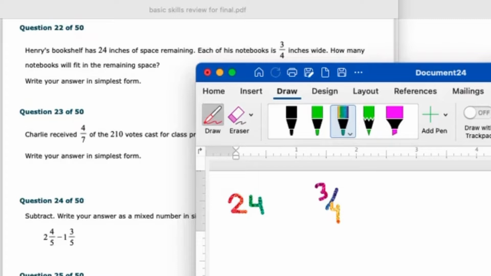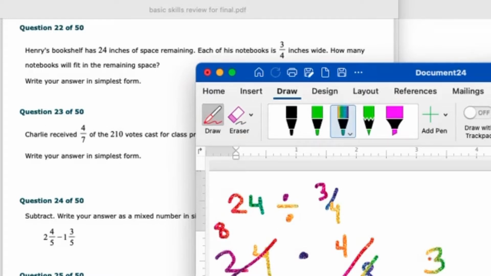He has 24 inches. Each of his notebooks is going to be 3/4 inches wide. So what will we do? Multiply. Wouldn't we divide? We would divide, but in order to divide a fraction, you multiply by the flip, the reciprocal. So 24 divided by 3 is 8, so we can cancel those out with an 8. And then 8 times 4 is 32. So he can fit 32 notebooks in his 24 inches.